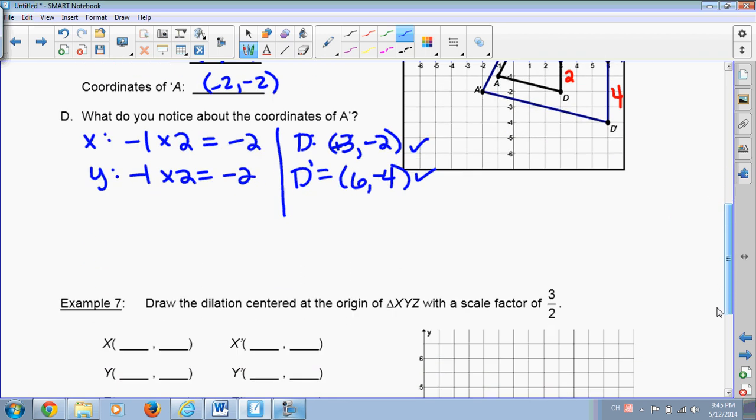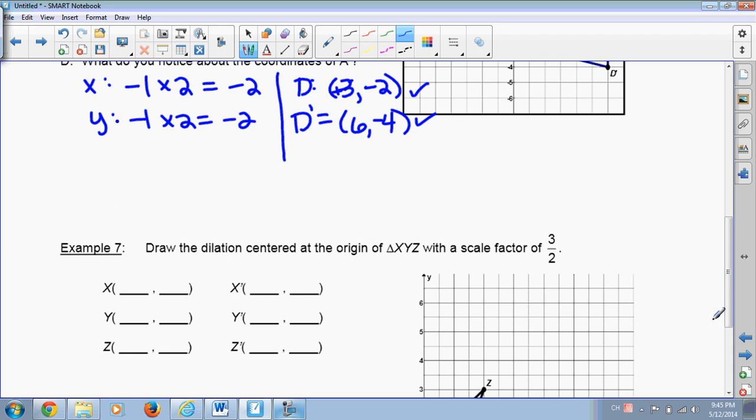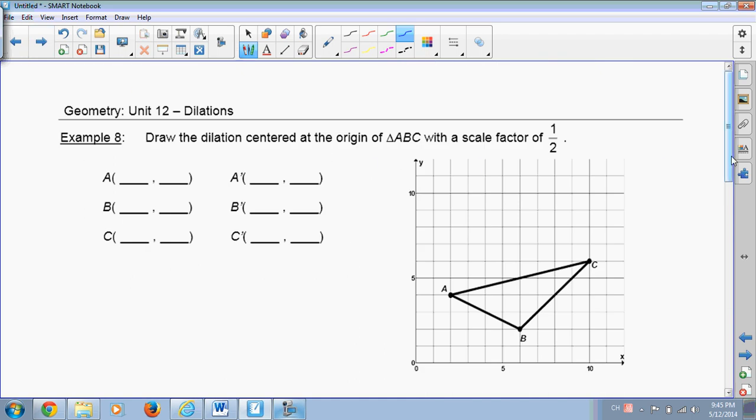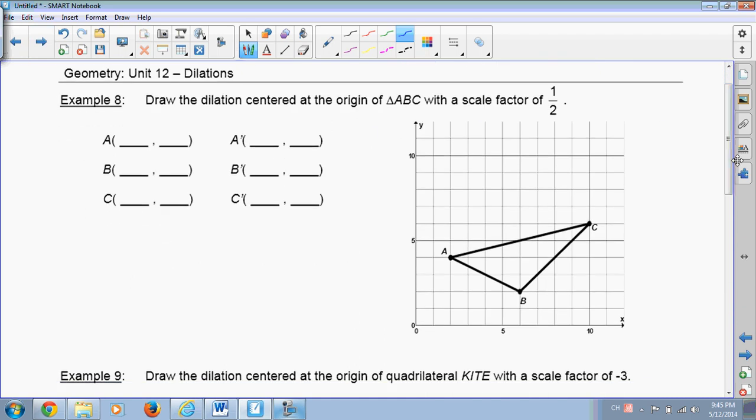Okay, we're going to go ahead and not do number 7 right now. We're going to turn to the back and look at question number 8. Draw the dilation centered at the origin of triangle ABC with a scale factor of 1/2. Okay, since our scale factor is less than 1, that means that we're going to have a reduction. So let's find out where A is. A is at, this is just quadrant 1 here, A is at (2, 4).